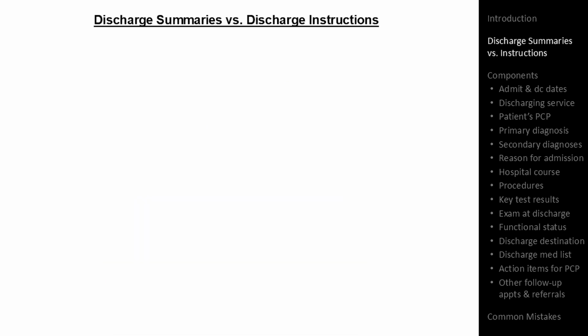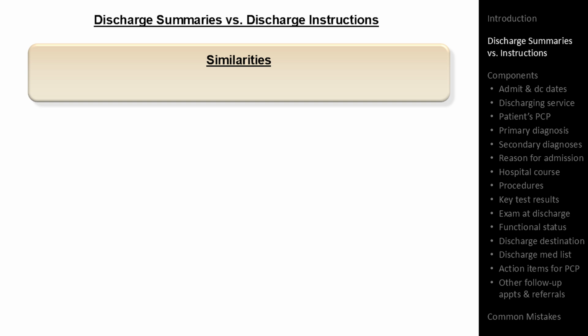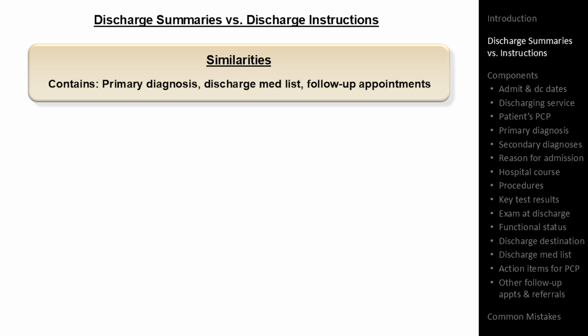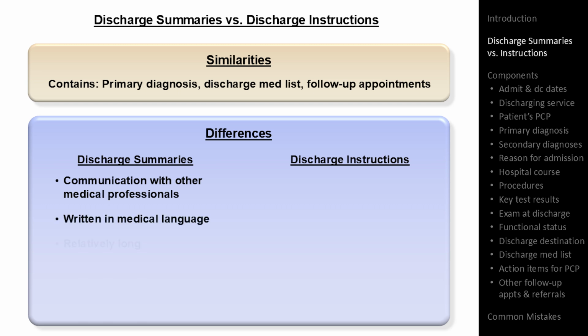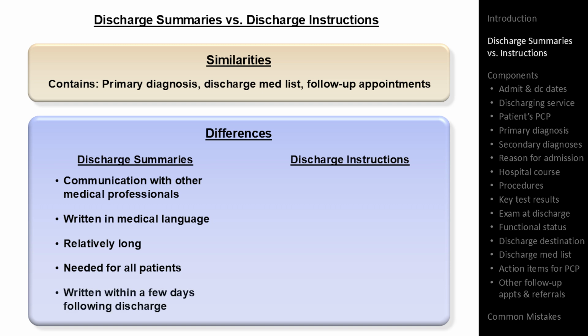It is important to distinguish discharge summaries from a similarly named document, the discharge instructions. Similarities between DC summaries and DC instructions are that they both contain a primary diagnosis, the discharge medication list, and a list of follow-up appointments, but they are otherwise quite different. Summaries are primarily meant for communication with other medical professionals. Thus, they are written in medical language and are relatively long. They are required for all patient discharges and transfers, and in the US, they are required to be written within a few days following discharge.